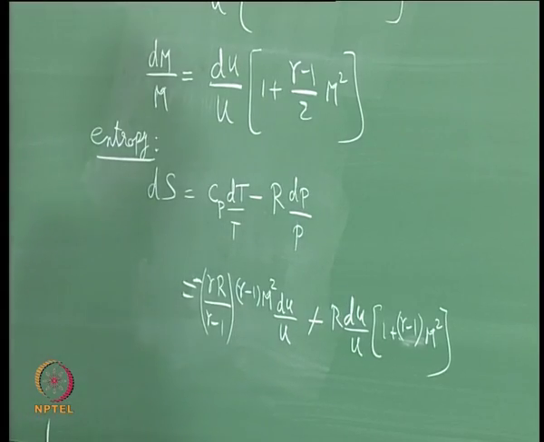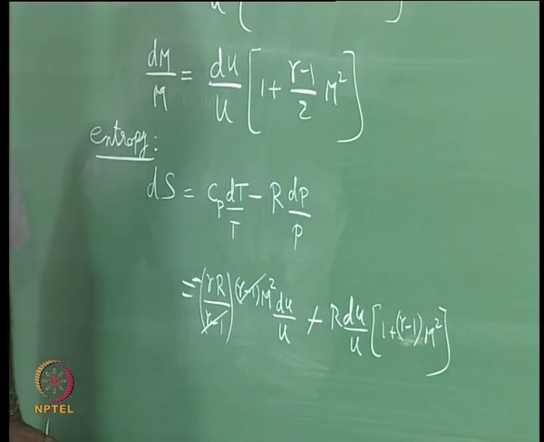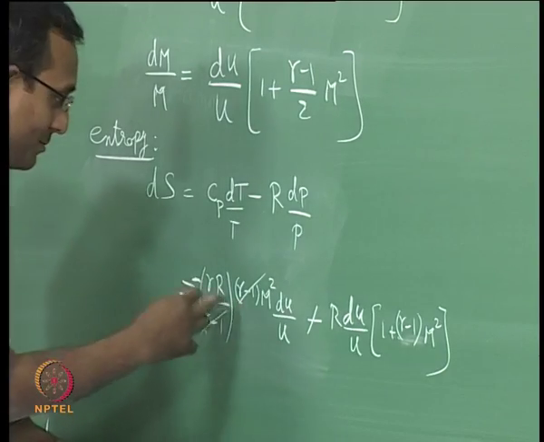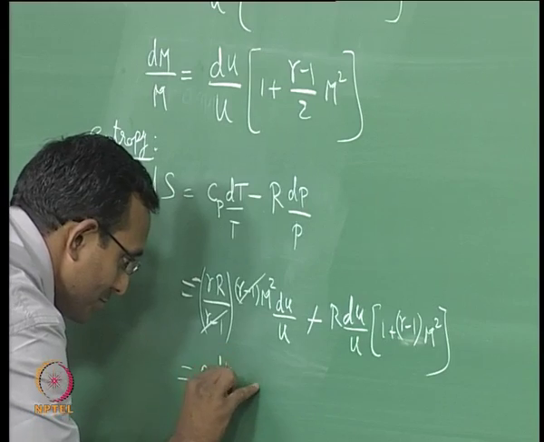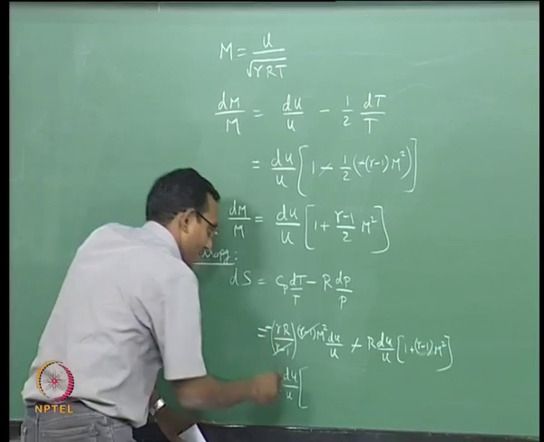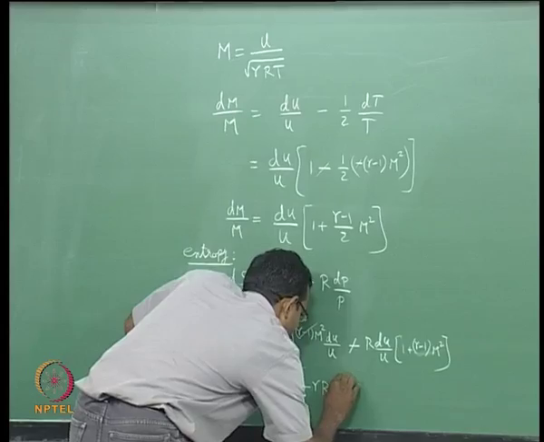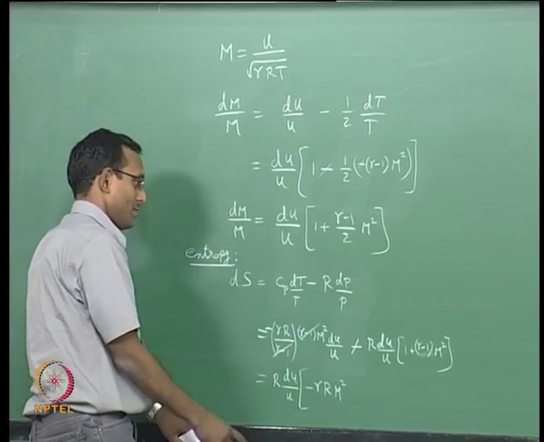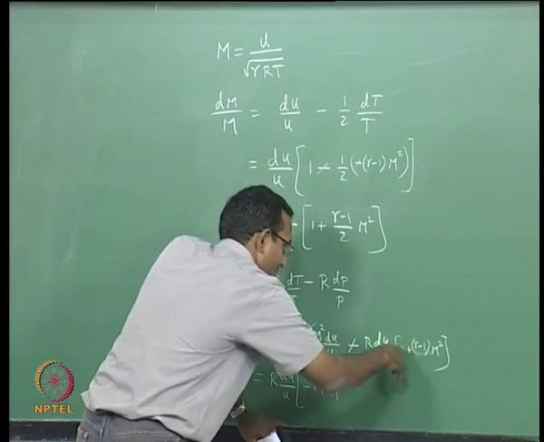This is the expression I get from here. Now if you look at this particular term, gamma minus 1 gets cancelled. So if I look at the remaining terms, I will bunch out common terms. R times du by u is common. Look at the remaining terms, there is a minus gamma r m square, minus gamma r m square is remaining, and then I look at here, I pulled out r du by u, so remaining thing is plus 1.